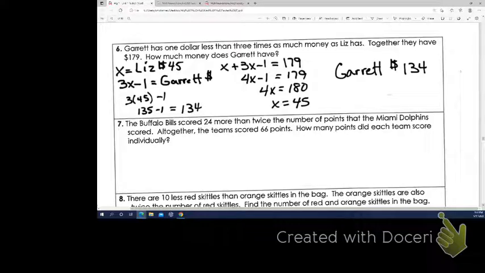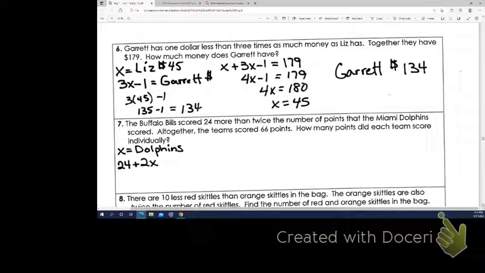Okay, for number 7, now we have the Buffalo Bills and the Miami Dolphins, and the Buffalo Bills scored 24 more than twice the number of points that the Dolphins scored. So the Dolphins are like the reference. They're the one that we're comparing to. And they also have the least points. So x is the Dolphins. That's their points.